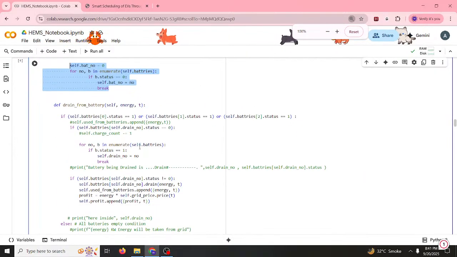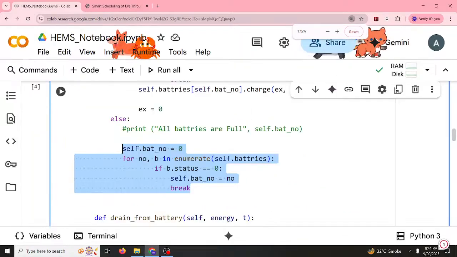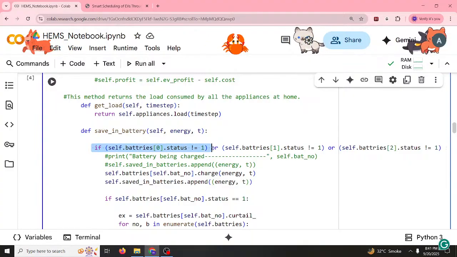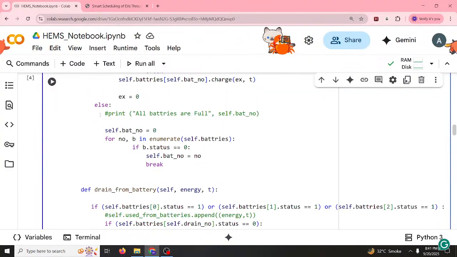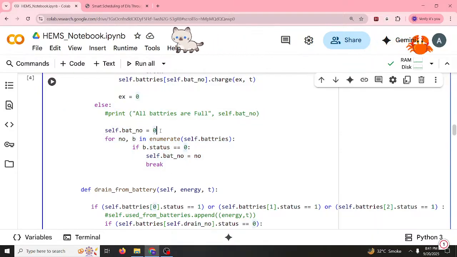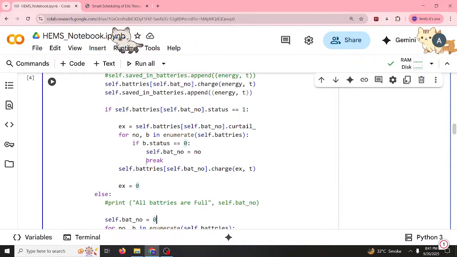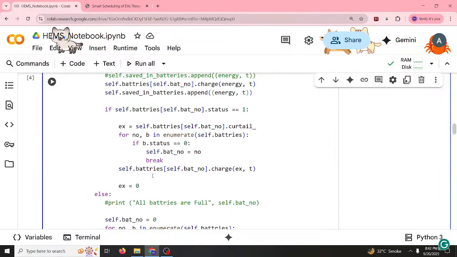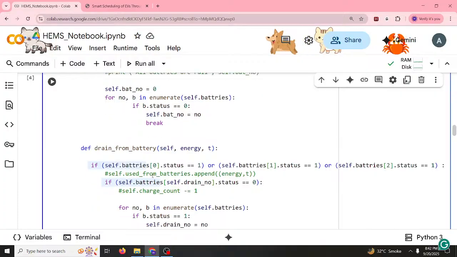It actually checks here whether all the batteries are charged or not. Let's say if all the battery status is 1, that means all the batteries are full. So this will take the battery number to 0, and it will always break and do nothing, because all the batteries are full. Even if you save the energy, it will do nothing.